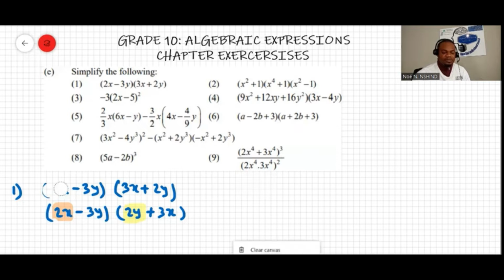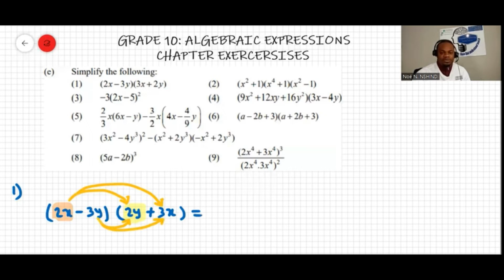Let me erase this. We will do 2x times 2y, and then 2x times 3x, negative 3y times 2y, and then negative 3y times 3x. 2x times 2y makes 4xy, 2x times 3x makes 6x squared, negative 3y times 2y makes negative 6y squared, and then negative 3y times 3x makes positive 9xy.